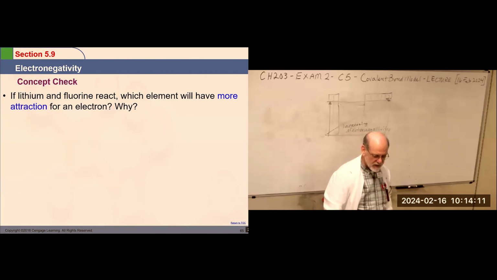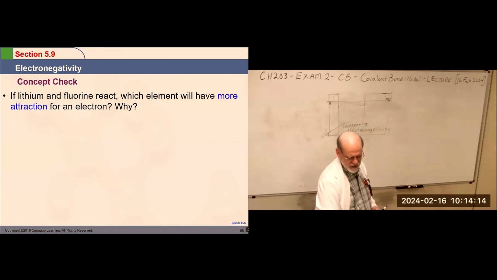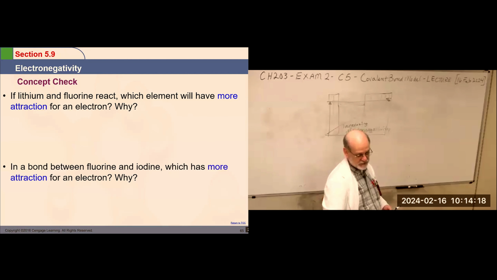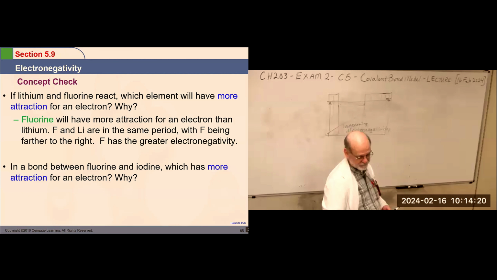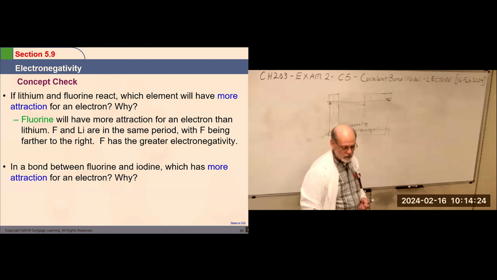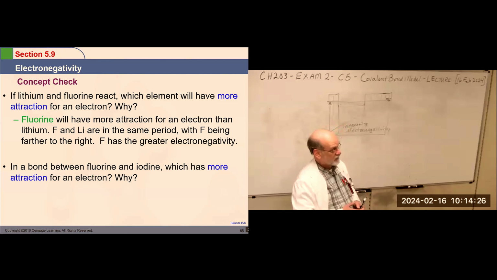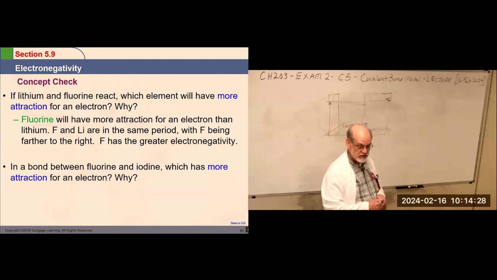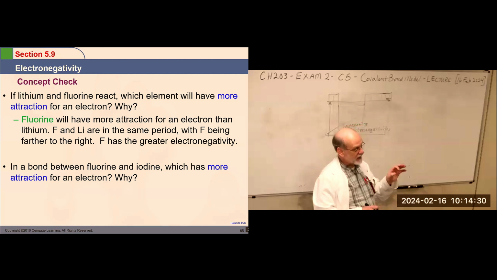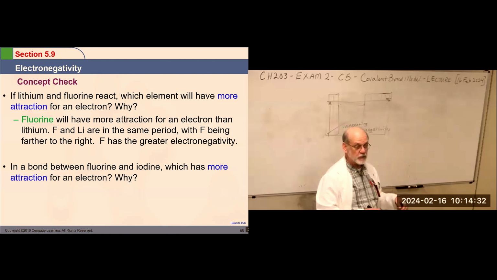Okay. If lithium and fluorine react, which element will have more attraction for an electron? Well, fluorine, obviously, because it's the strongest one. In a bond between fluorine and iodine, which has more attraction for electrons? That does happen, believe it or not. Two halogens can bond, fluorine and iodine. Iodine is below fluorine, so fluorine is going to have the stronger attraction.